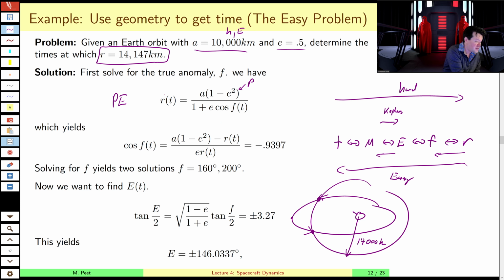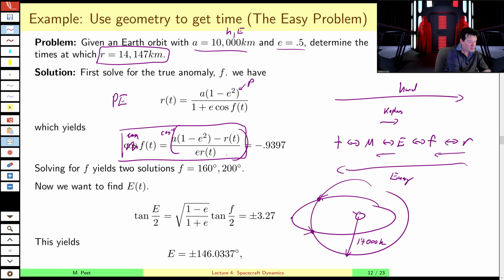We multiply by the denominator, divide by R, and then move the 1 over to the right-hand side, and so on and so forth. And we find our expression for F in terms of R, right? And then we plug in our values for R and do an inverse cosine on F.